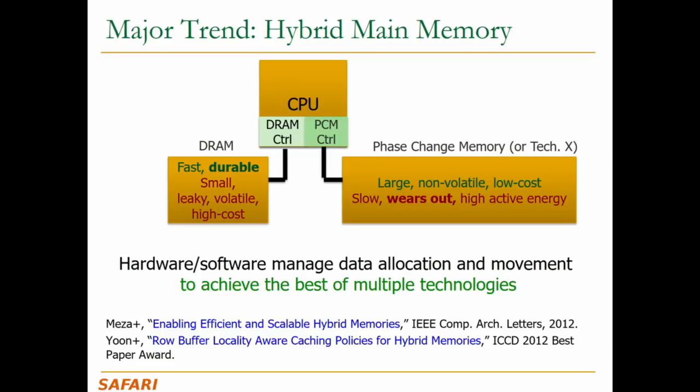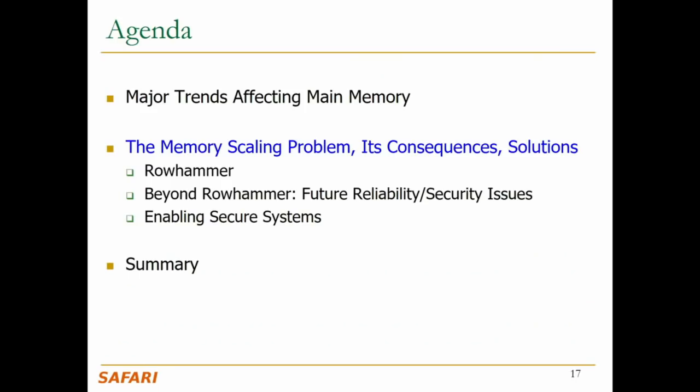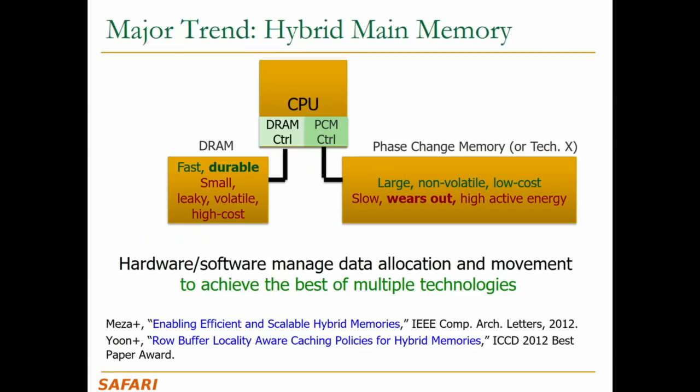And this clearly requires changes to the interface and changes to become more intelligent in terms of how we manage memory. But this doesn't change the fact that we need to have memory in the system, and the memory needs to scale. This is one way of trying to scale memory, but it turns out it's very difficult to get rid of DRAM from the system. People have looked at using MRAM, for example, or PCM, phase change memory, but it's going to be very difficult to get rid of all of the DRAM from the system.